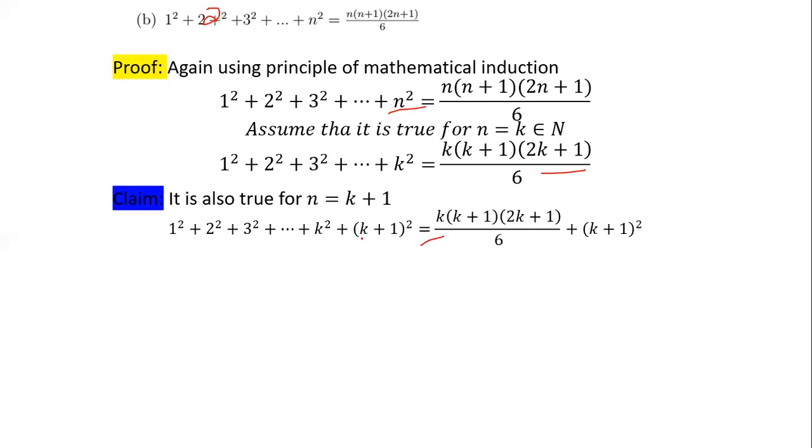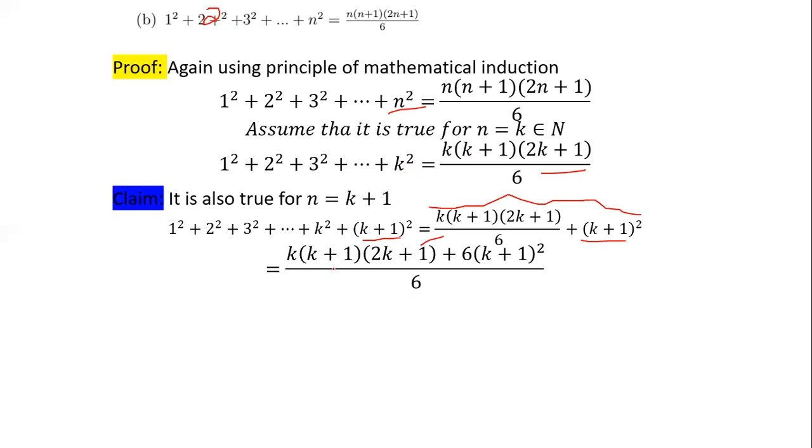So this equation is directly obtained from this one by only adding the square of the next term, that's k plus 1 squared. Then if we add this together, we can obtain k into k plus 1 times twice of k plus 1 plus 6 into k plus 1 squared.